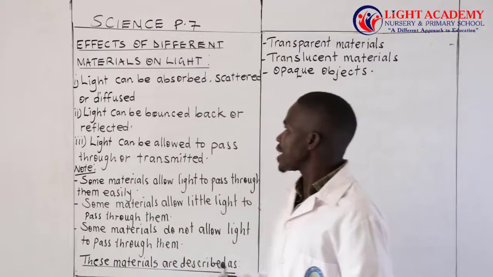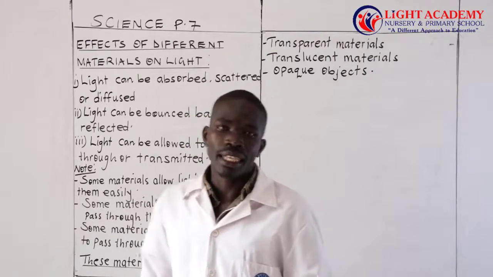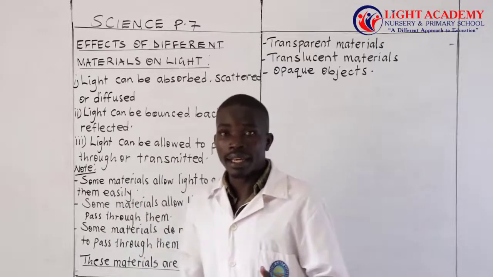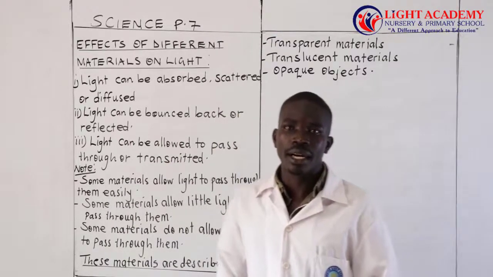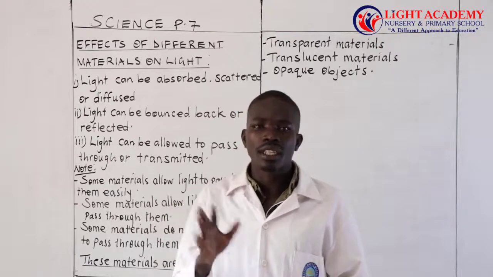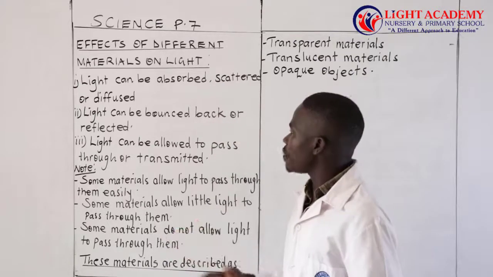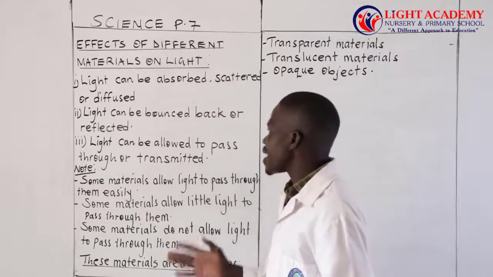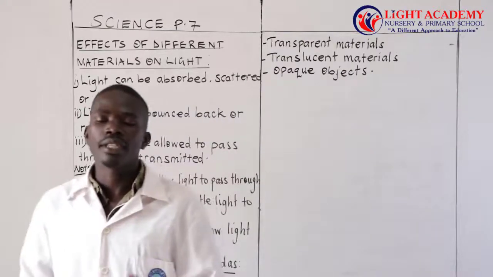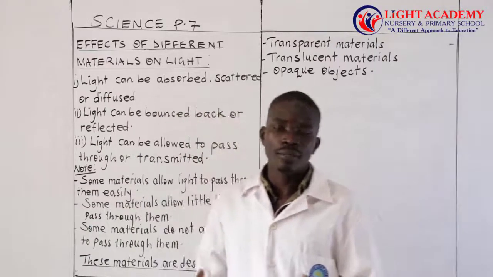Then you have light can be bounced back or reflected, like these materials, like the plane mirrors. When light strikes the plane mirrors, the light rays bounce back. We have light can be allowed to pass through or transmitted. When light reaches some of the materials, light can be transmitted.